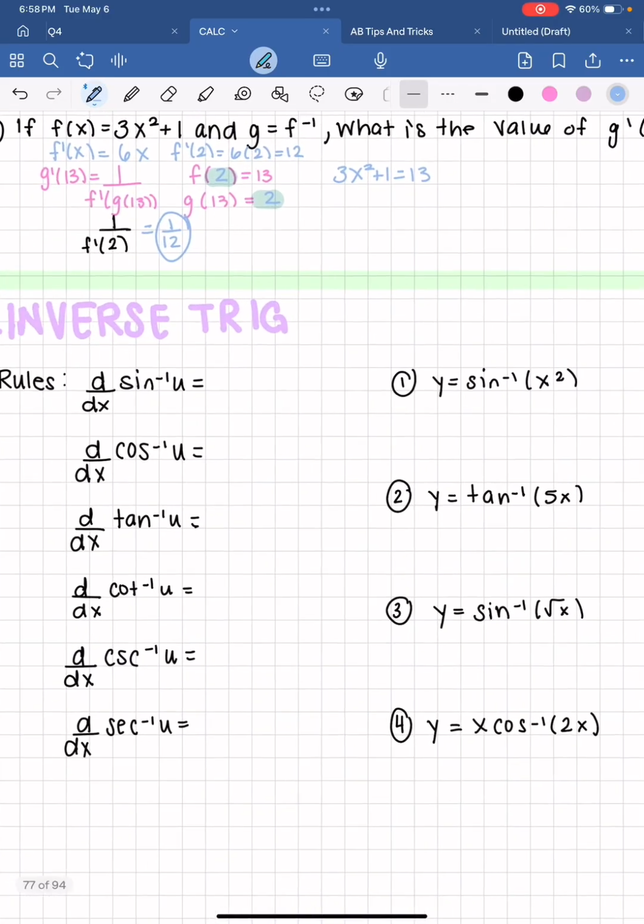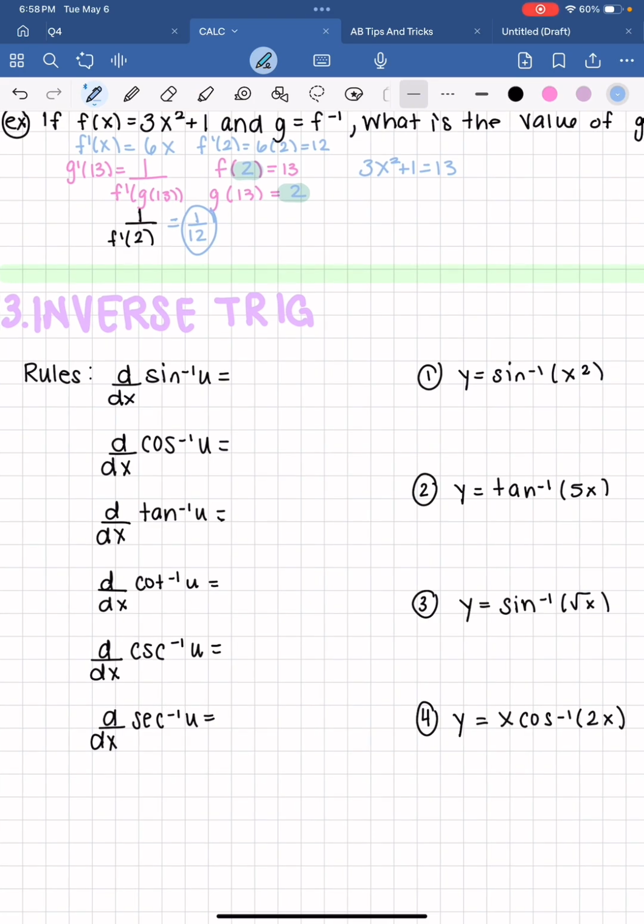Inverse trig. You have to memorize these rules. The derivative of an arc sine is 1 over the square root of 1 minus u squared du. Derivative of u, I like to write it as u prime. So u prime, not u to the first, u prime. Arc cosine is negative 1 over the square root of 1 minus u squared times u prime. Some teachers put the u prime on top. It's the same thing. Arc tan is 1 over 1 plus u squared times u prime.